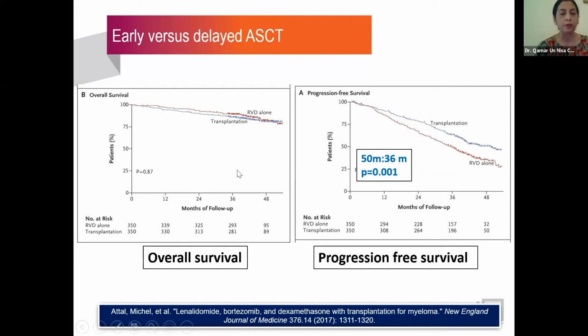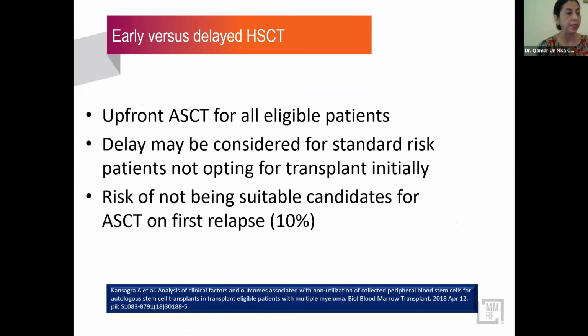On the overall survival panel, there was no difference between the two groups, although about 80%, actually 79%, of patients who were in the non-transplant arm at the beginning did eventually receive a transplant. But when we look at the progression-free survival, we see a distinct advantage, 50 months versus 36 months, for patients who had a transplant as the upfront treatment versus patients who received it on progression. So based on these and other data, upfront autologous transplant is recommended for all eligible patients.